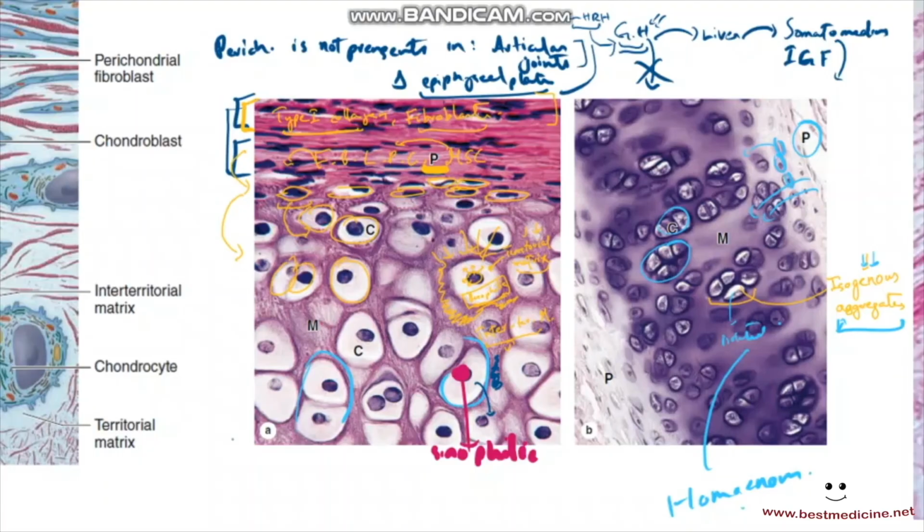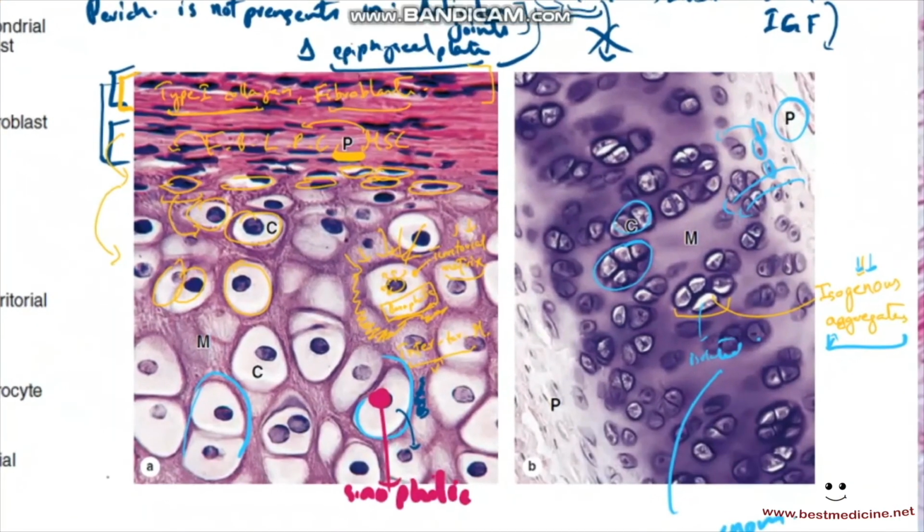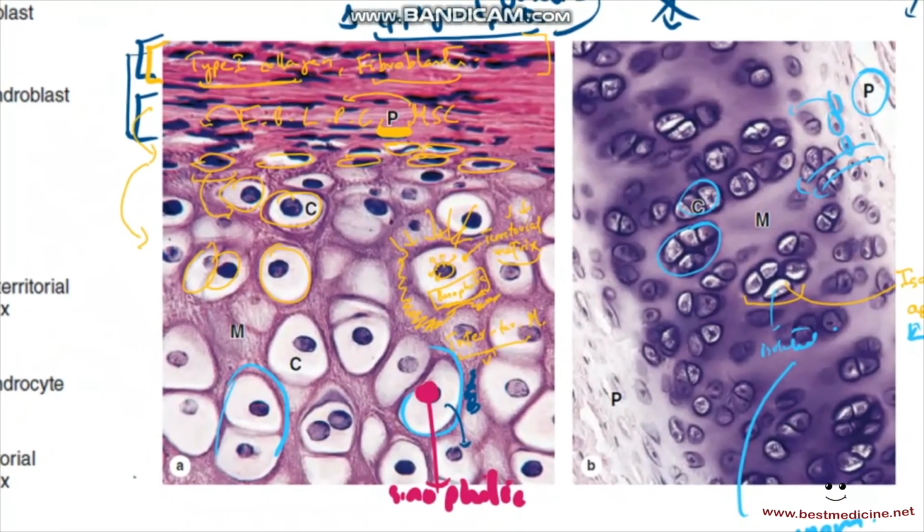So let's have a quick review of these photos. In the first photo right here, we see a perichondrium that is a dense connective tissue. We see some elliptical cells that have a small lacunae, and those are called the chondroblasts. They mature into these large lacunae containing cells called the chondrocytes.